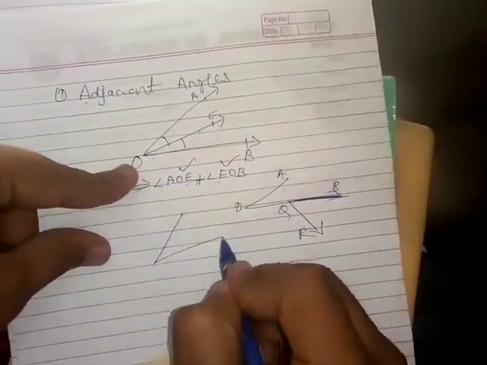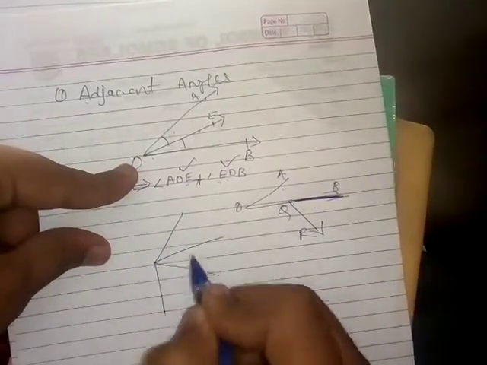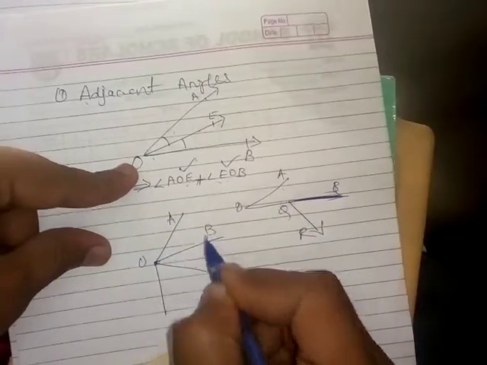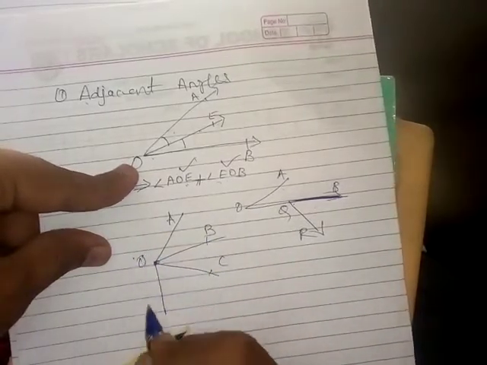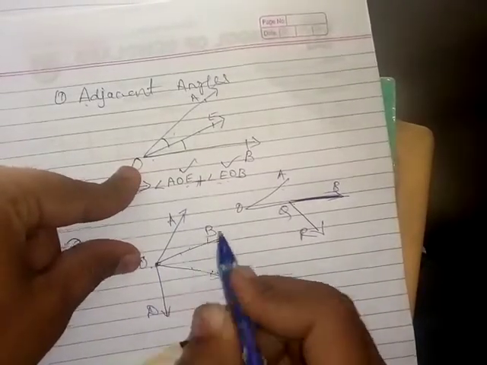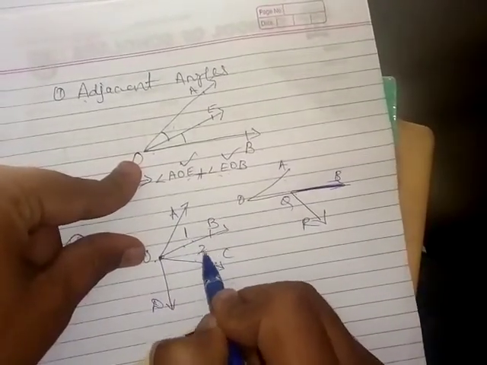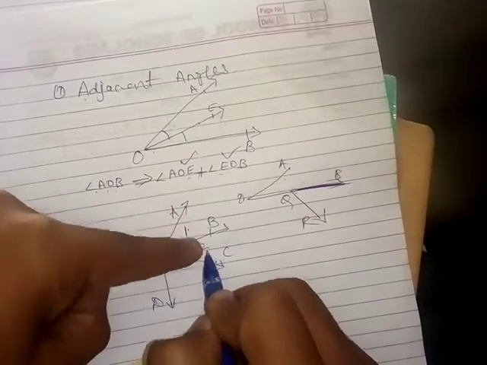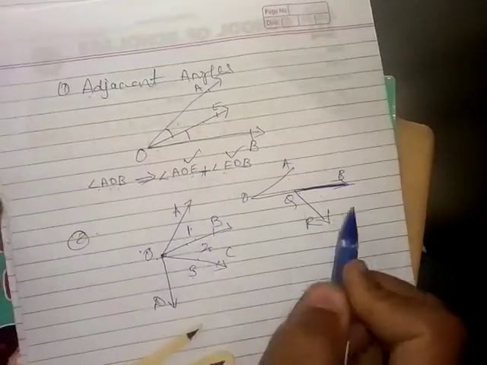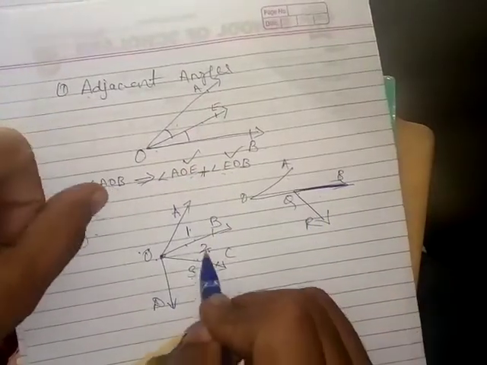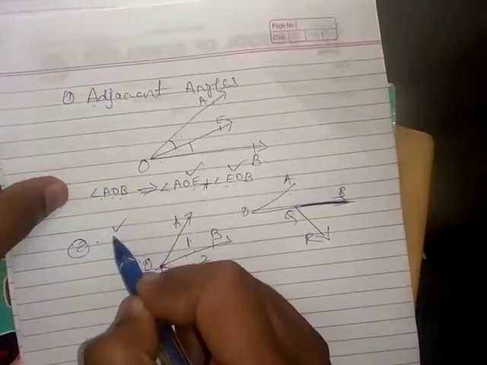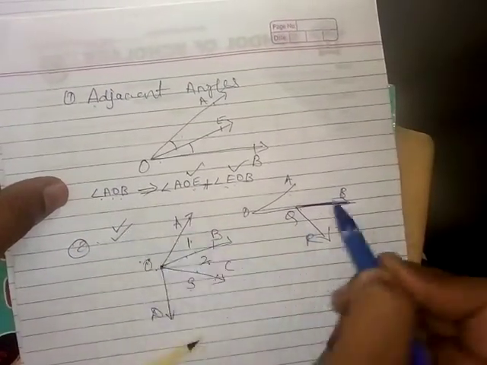For example, this is one angle and here is another angle, AOB and COD. Their vertex is common but their arms are not common. Angle 1 and angle 2 are adjacent to each other. Angle 2 and angle 3 are adjacent to each other, but angle 1 and angle 3 are not adjacent to each other. Understood? Why? Because both conditions should be fulfilled: their vertex and their arm should be common. Understand?